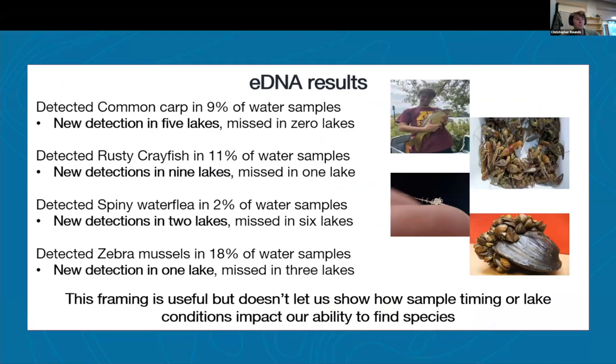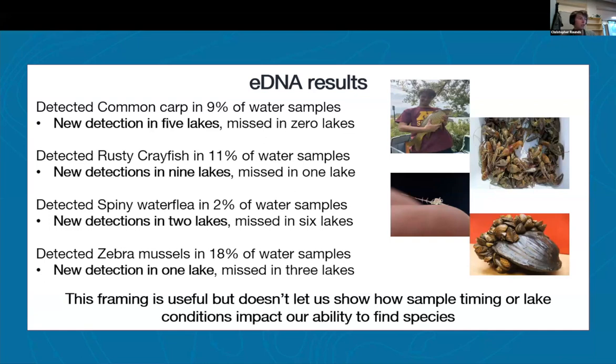And this might be because the Minnesota DNR doesn't keep an index of rusty crayfish on their infested waters list. So it might just be that these lakes had rusty crayfish for a while, and there's no way of formally collecting that data. Spiny water flea, we had much more trouble detecting. We detected them in 2% of our water samples, and we had new detections in 2 lakes, and we missed them in 6 lakes where they were thought to exist.